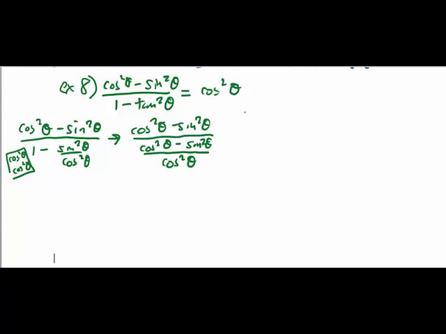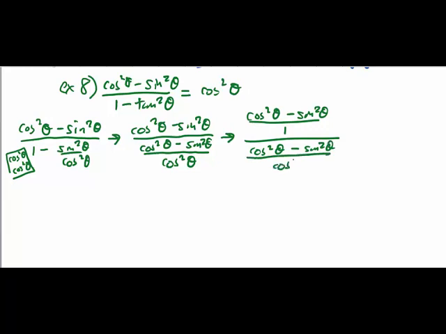Now again, you might say to yourself, wow, what do I do here? I've got a binomial divided by a fraction, but I want to show you that this first binomial can be written like this: cosine squared theta minus sine squared theta divided by 1, all over cosine squared theta minus sine squared theta all divided by cosine squared theta. Wow, look at that.